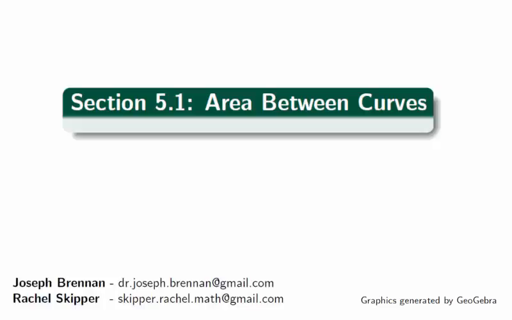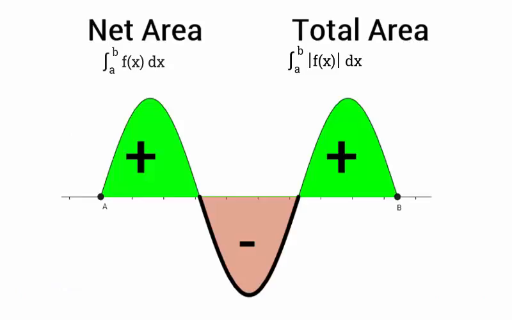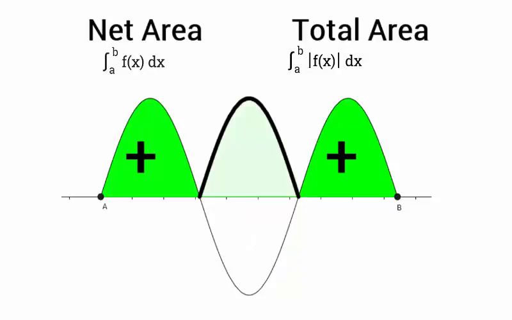Hello, and welcome to Section 5.1 on the area between curves. In this section, we are interested in calculating the unsigned area, the total area, between two curves. However, we must do this using integrals, which represent the signed area, the net area, between curves. Recall that the total area is calculated by integrating using the absolute value.